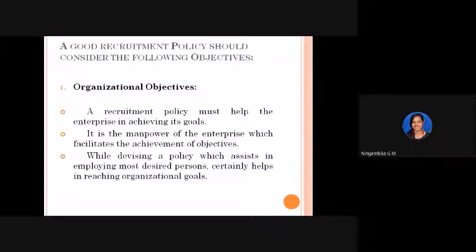While devising a policy, it should be designed to help in reaching the organization's goals. If you're making a policy at a senior position in the organization, make sure that it aligns with the prospects of the objectives. The achievement of the objectives should be considered when making the policy. That is all about the organizational objectives.